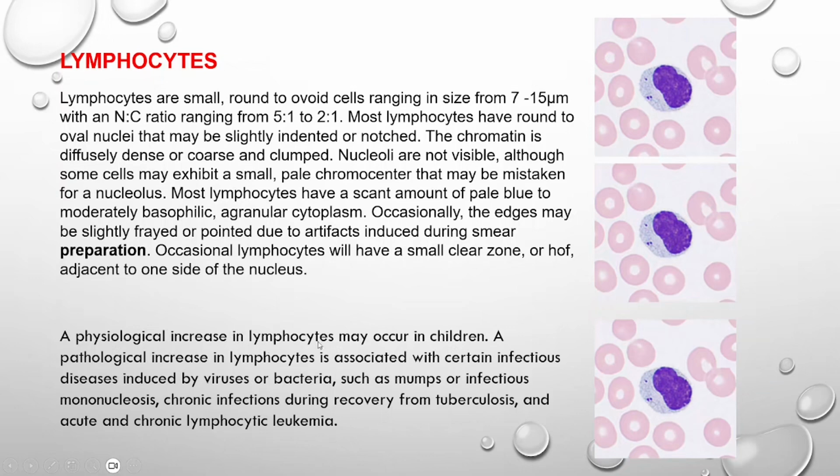Now, a physiological increase in lymphocytes may occur in infants and children. A pathological increase in lymphocytes is associated with certain infections induced by viruses or some kinds of bacteria, mostly viruses, such as mumps or infectious mononucleosis. Also chronic infections, during recovery from tuberculosis, and acute and chronic lymphocytic leukemia.